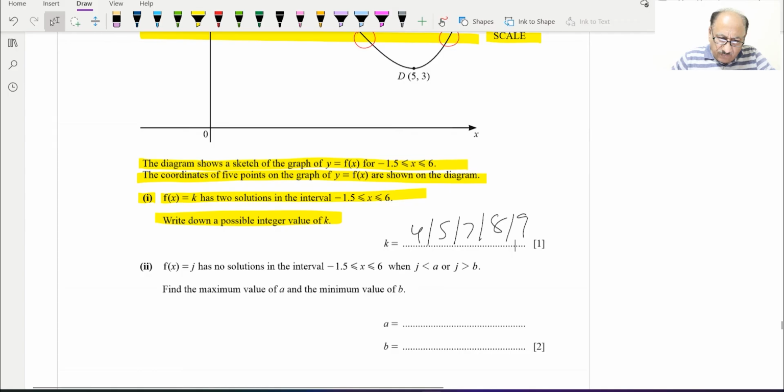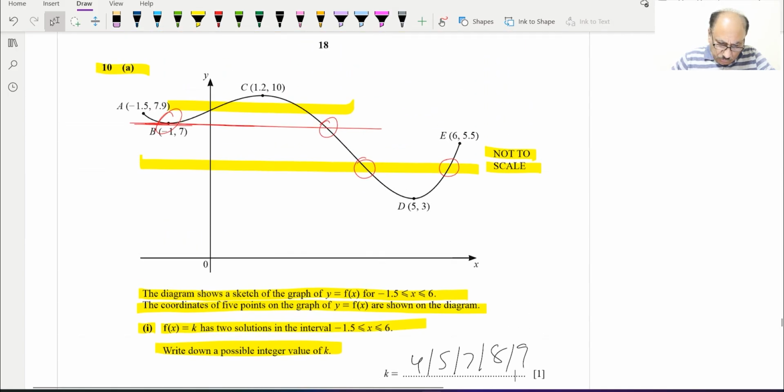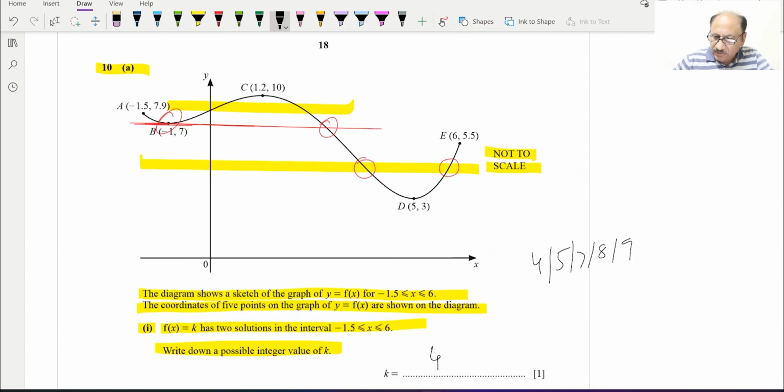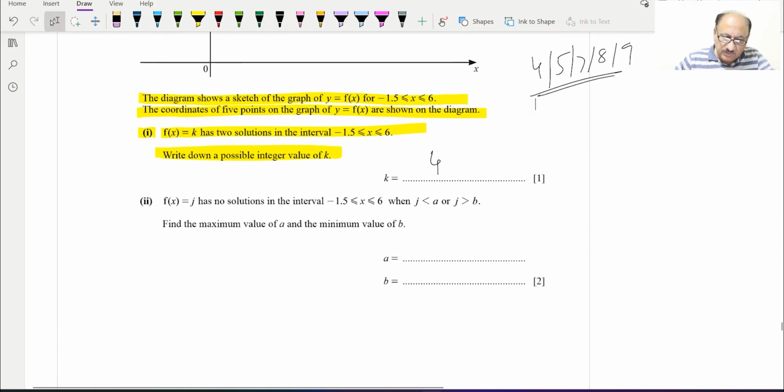So write down a possible integer value. I'm writing 4, so I can write k is equal to 4. That will be the answer. Keep in mind that it can be 4, 5, 7, 8 or 9. These values can be the possible answers.